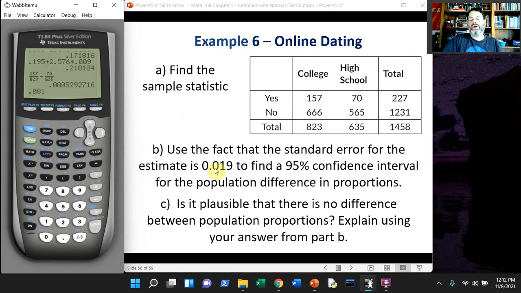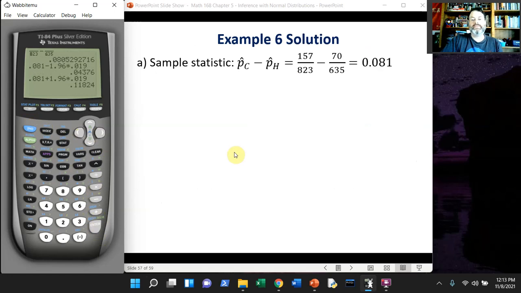And we're using the generic formula for the confidence interval. So it's sample statistic plus or minus. I'm just going to do minus first. Z star, this is a 95% confidence interval, so Z star is 1.96 times the standard error, right here, 0.019. And then we just do it again with a plus. And there you go.